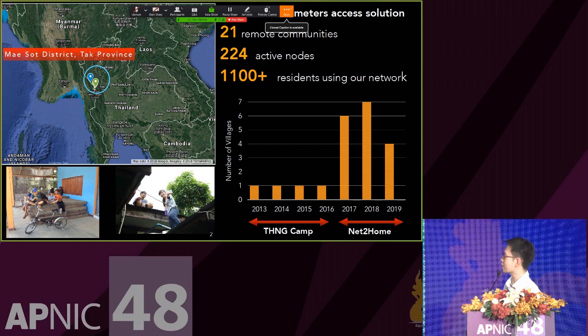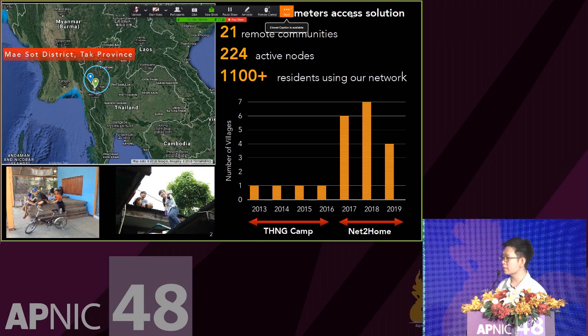We started the project in 2013 on a volunteer basis. We got help from the THNG camps, where undergrads and young engineers helped us with deployment and measuring the signal to bring the internet to rural areas. We have kept the project running for almost 7 years already, and this is our seventh anniversary. As you can see from the graph, we keep expanding the network.